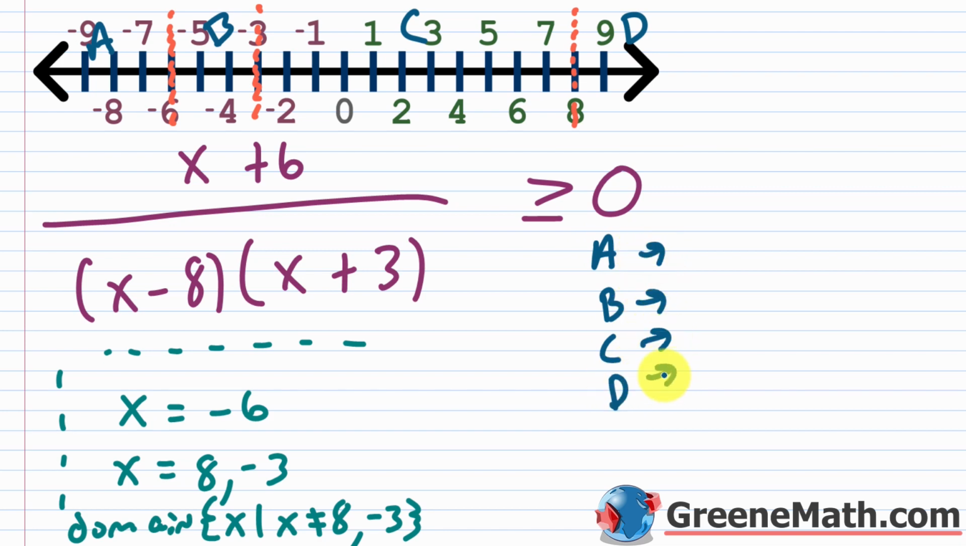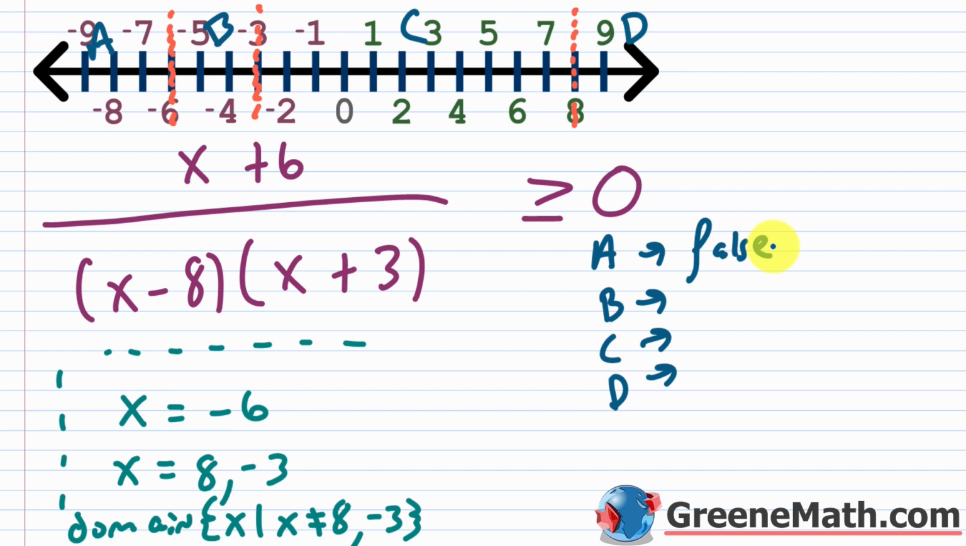So for A, I would just pick something like maybe -7. So again, just think about the sign. So -7 plus 6 is going to be -1. So you could just put negative there, or if you want to put -1, that's fine. This would be over. You have -7 minus 8, which is -15. So this is a negative. And then -7 plus 3 is going to be -4. So this is a negative. So basically, you'd have a negative over a positive, which is negative. Now, a negative is not greater than 0. So this would be false.